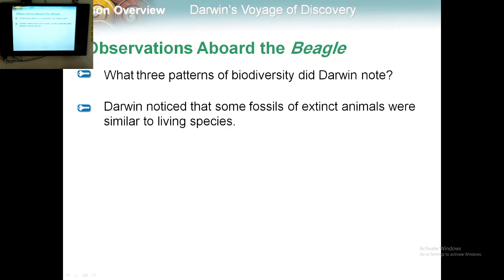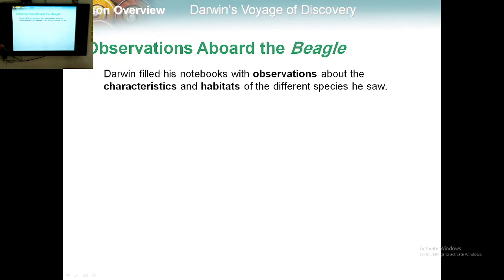And the third one: Darwin noticed that some fossils of extinct animals were similar to living species. So this is the set of Darwin's observations, and let's check what he found to write these observations. Darwin filled his notebook with observations about the characteristics and habitat of the different species he saw. So everything is about the characteristics and habitat of the organisms that he collected.